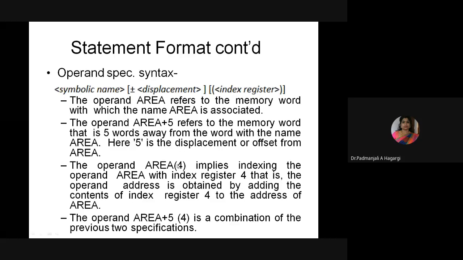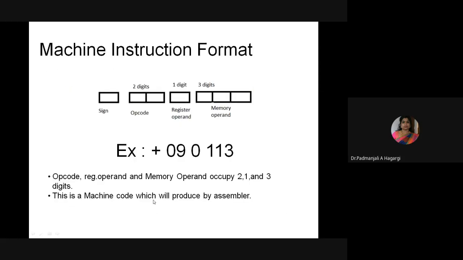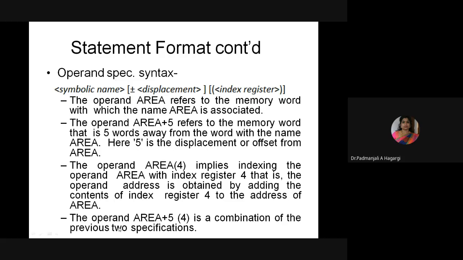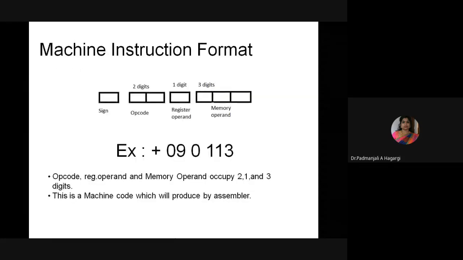The operand, if it has such type of declarations, we call it an indexing operand. And for this indexing operand with register 4, the operand address is obtained by adding the content of the index register 4 to the address of A. Then the operand of the symbolic with added by 4 and something like 5, added by 5 and something like multiplied by 4, is a combination of the previous two specifications where the indexing and the offset value are added. And this is how the instruction format is.